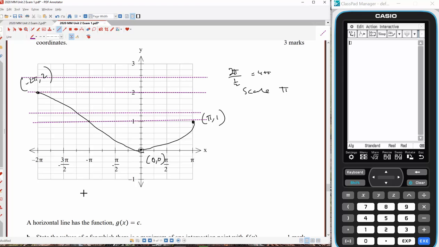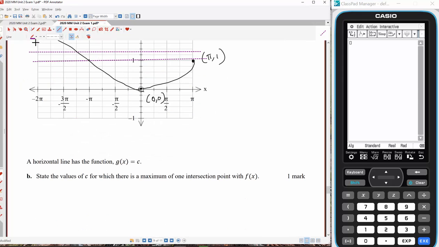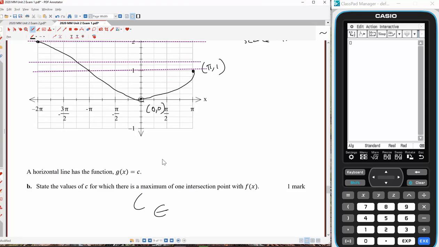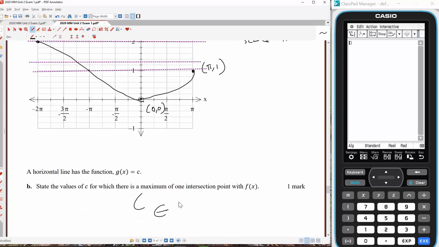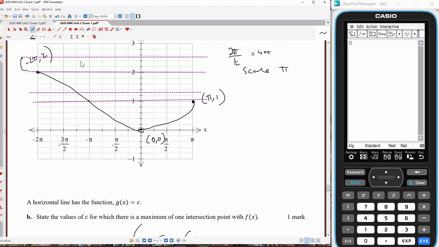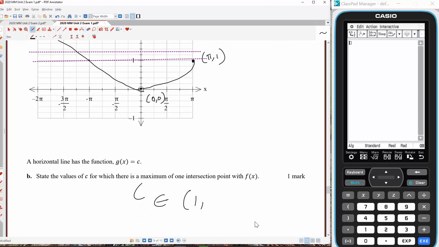So the answer to this is going to be, state the values of c. So c is an element between... So this is going to be 1. So we're not allowing 1 directly, all the way up to 2, you are allowed to choose 2.